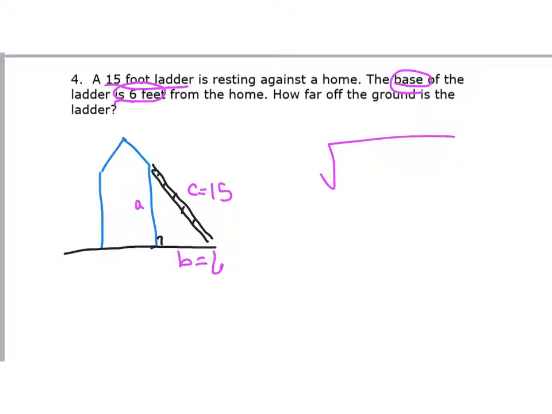When I do my square root, am I going to get a plus or a minus? Minus, because that's a leg. Which one goes in first? 15, because it's bigger, so 15 squared and 6 squared. I'm going to get a decimal. Let's round it to 3 places. How far off the ground are we? 13.748.